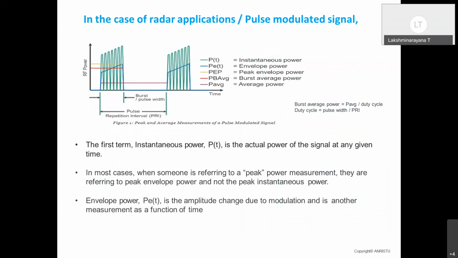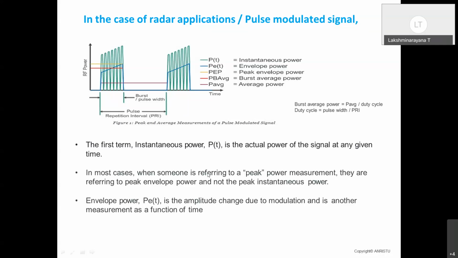In the case of a radar application or a pulse modulated signal, there are different terms and different powers that we will be measuring. The first term is instantaneous power, which is the actual power of the signal at any given time. Capturing instantaneous power requires instrumentation that can react fast enough to capture rapid changes in the signal. Most power meter sensors are not fast enough to capture this, so we need high-speed digitized oscilloscopes and high-speed digitizers for this.